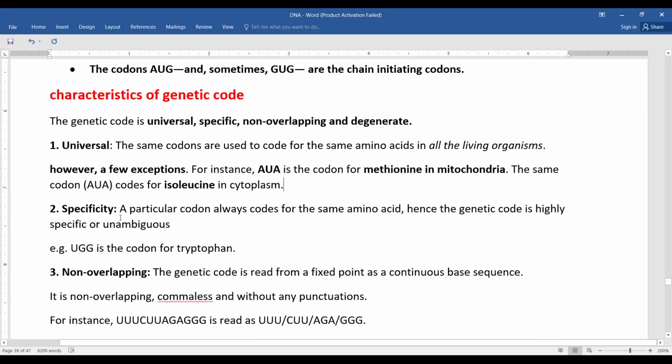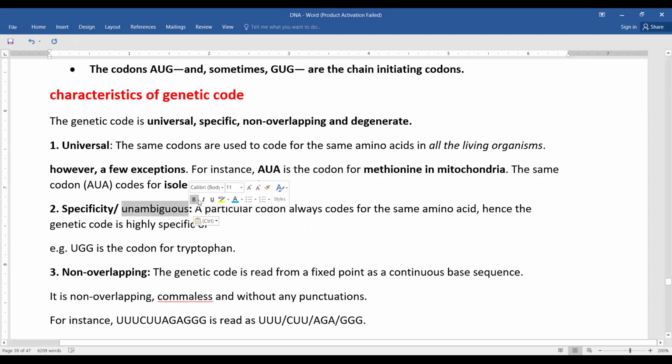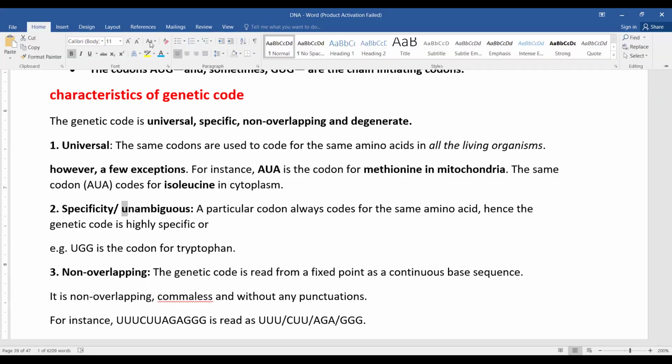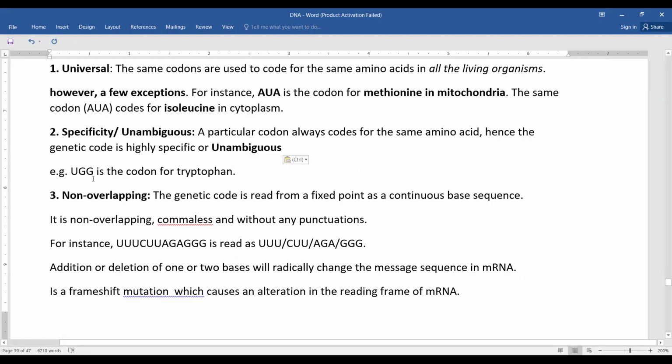So the genetic code is specific. We also call it unambiguous, meaning no confusion, no doubt. It's very clear that a particular codon always codes for the same kind of amino acid but not another amino acid. That is called unambiguous, or special, or specific. So this is very important.